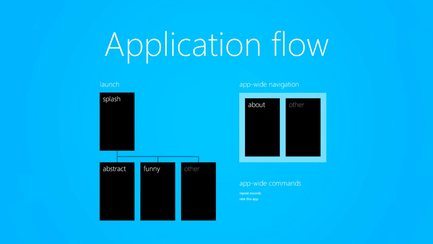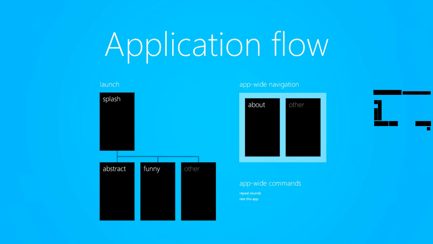Over on the top right, I have app-wide navigation. So these are pages where I want to be able to access them from anywhere, like the About page. It doesn't really pertain to any particular sound or sound category. It's just a page that I might want to access from anywhere, and it's more of a utility. It's also not something as a user I'd want to browse.